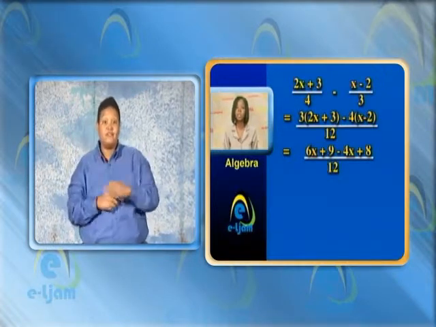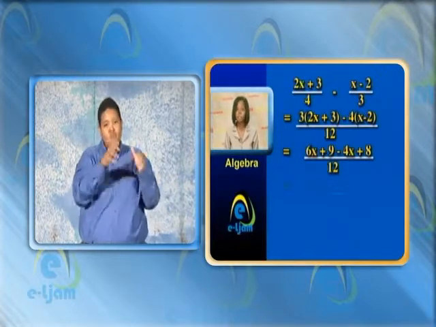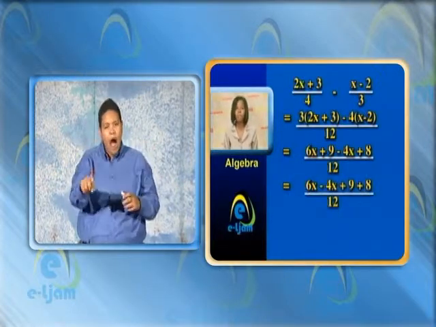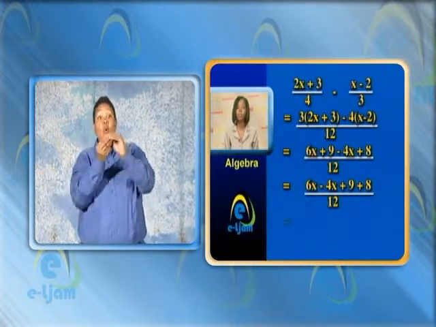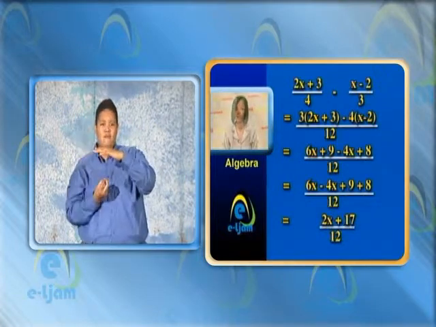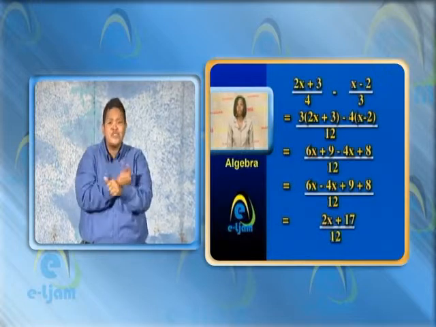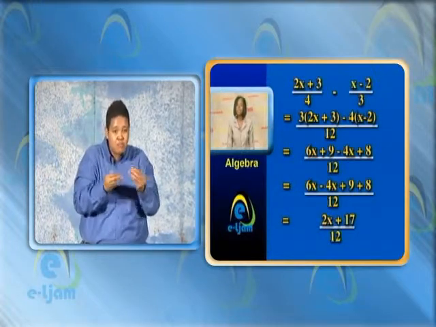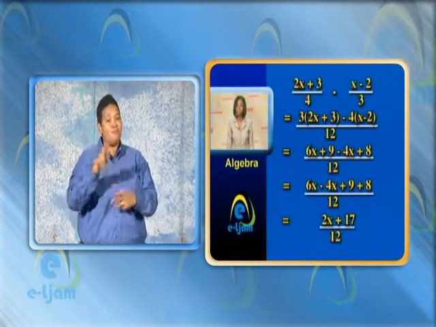To complete our simplification, we have to, as usual, group our like terms. 6x - 4x + 9 + 8 all over 12 would be equal to (2x + 17) over 12. So now that we know how to simplify algebraic expressions, we will move on to solving linear equations next. Until then, I am Renee Brown.